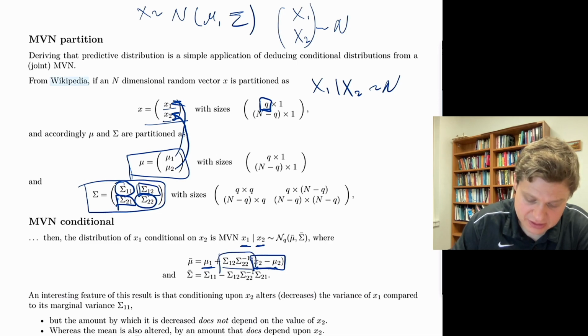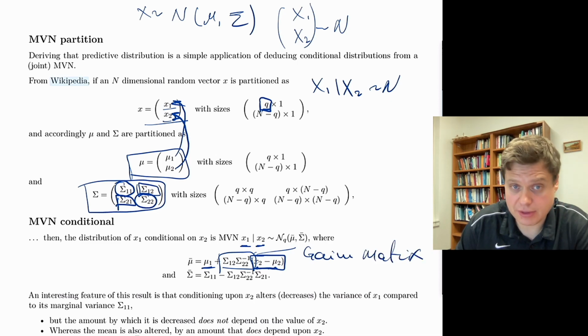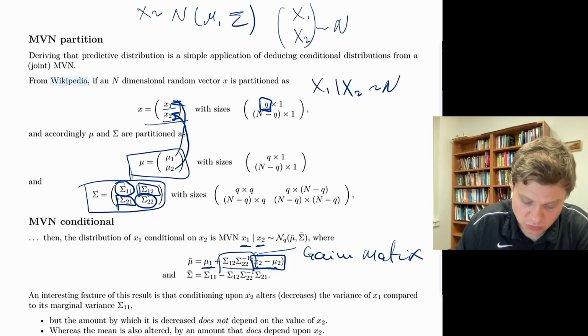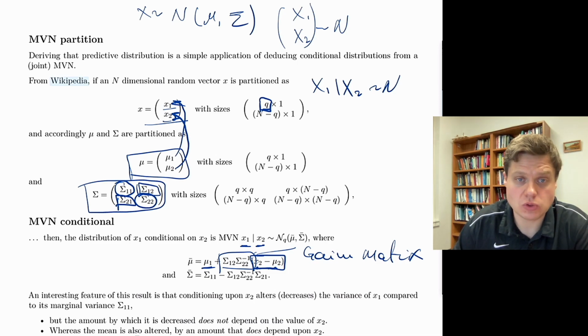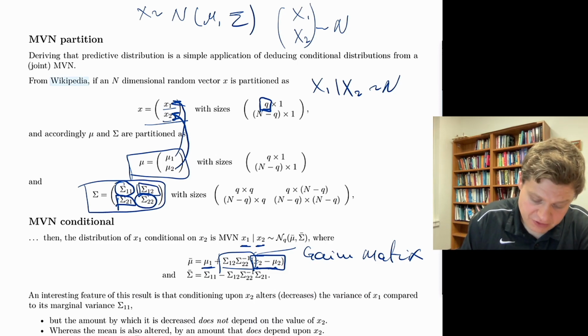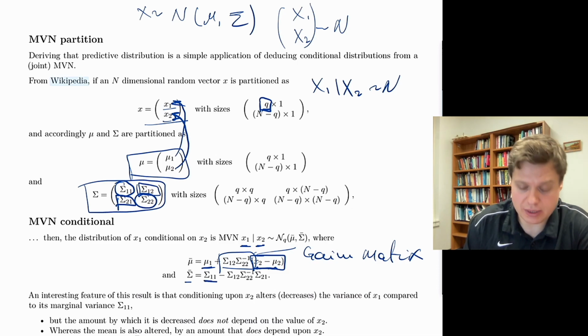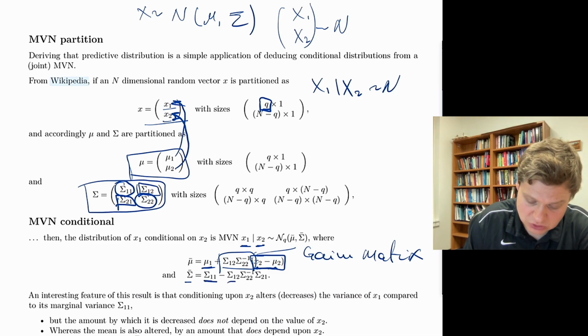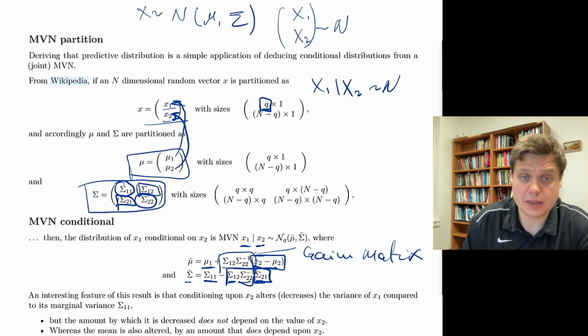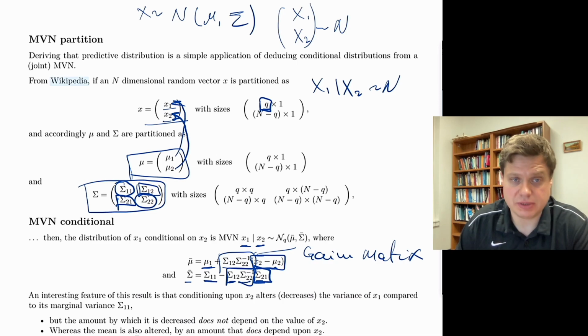The weight comes from what, in the Kalman filter, is called the Kalman gain matrix, or just the gain matrix. It basically tells us how to correctly weight the residual between x2 and mu2: sigma 1,2 times sigma 2,2 inverse. Then the covariance of x1 given x2: again, we start with the covariance of x1 to begin with, and then we subtract sigma 1,2 times sigma 2,2 inverse, the same gain matrix you see here, and we take sigma 2,1 as another term in this multiplication.